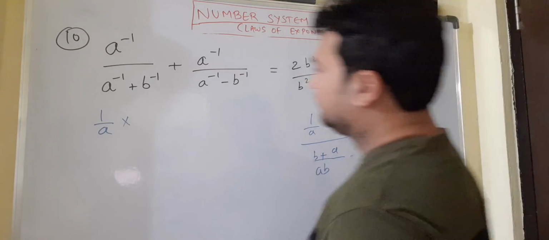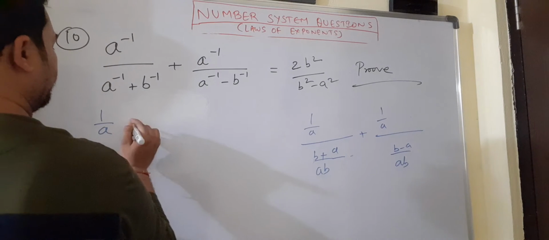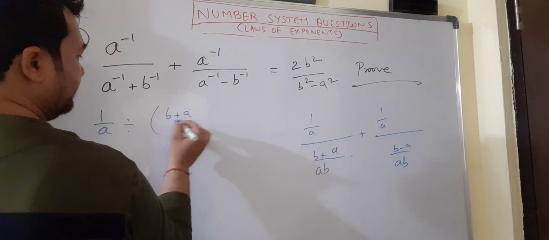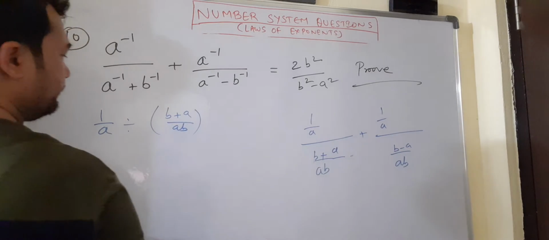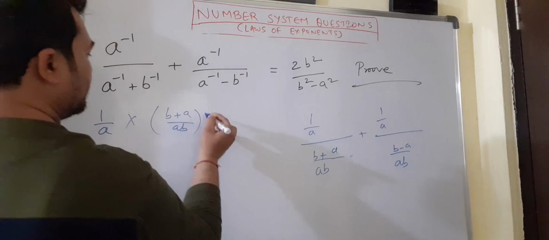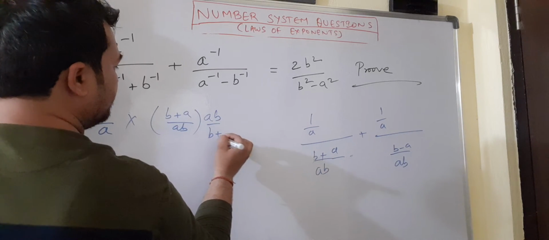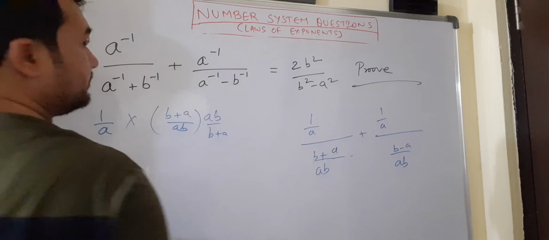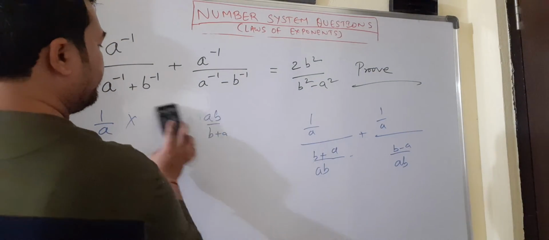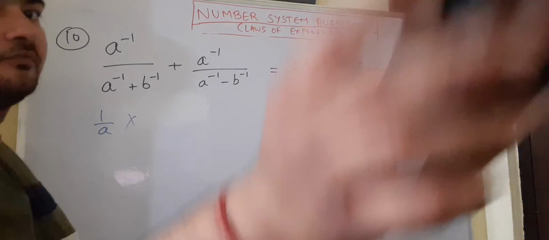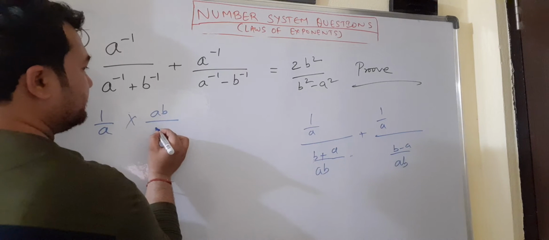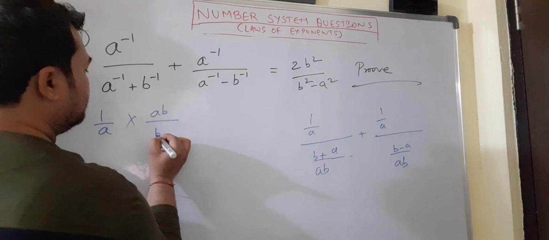So this is in this form, (B plus A)/AB. If you are going to convert this division into multiplication, what are you going to do? AB will come up and B plus A will come down. So AB is going at the top, and this B plus A will remain here.